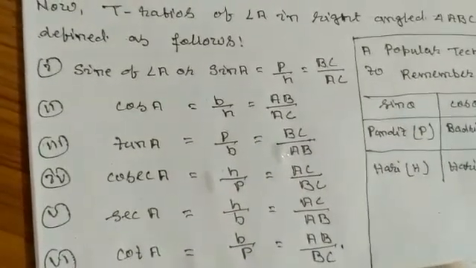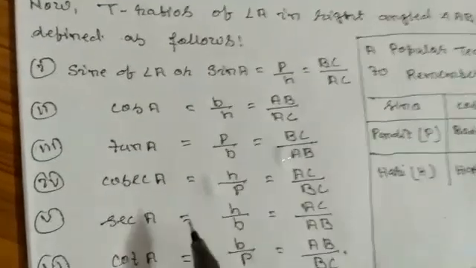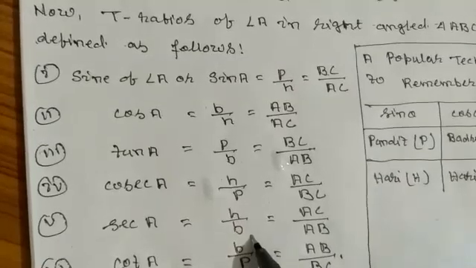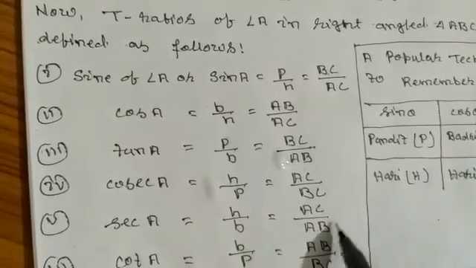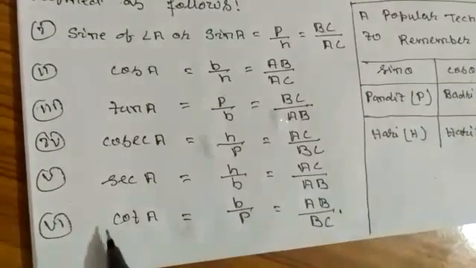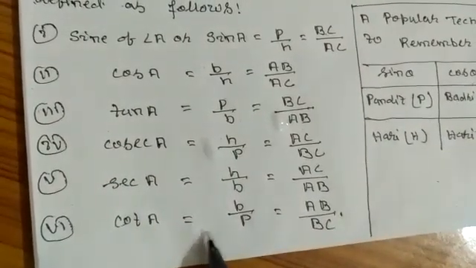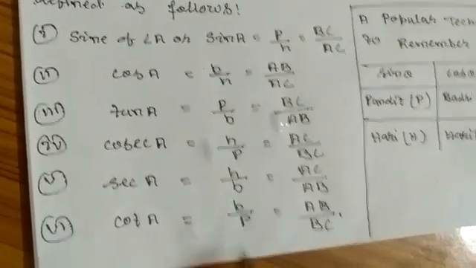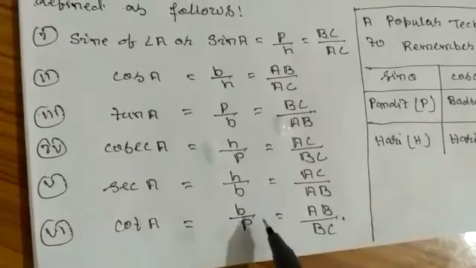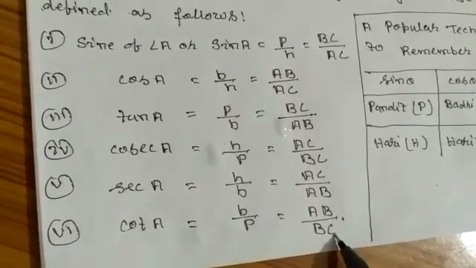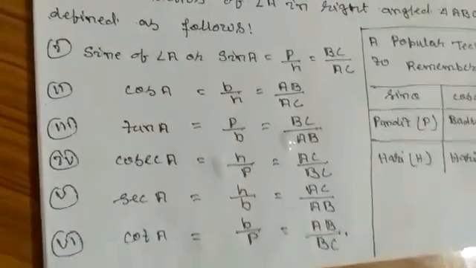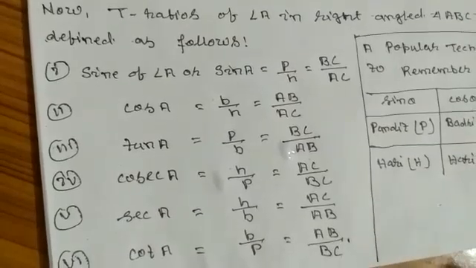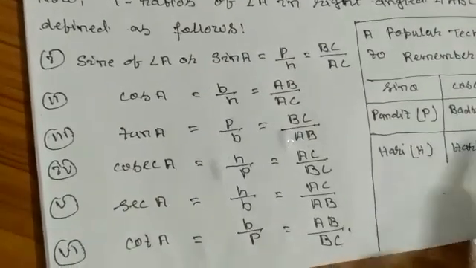Thereafter sec A is the ratio between hypotenuse and base, that is H by B, which is equal to AC by AB. Similarly, cot A equals B by P, that is the ratio between the base and perpendicular, which is equal to AB by BC. So altogether there are 6 ratios: sine, cos, tan, cosec, sec, cot.